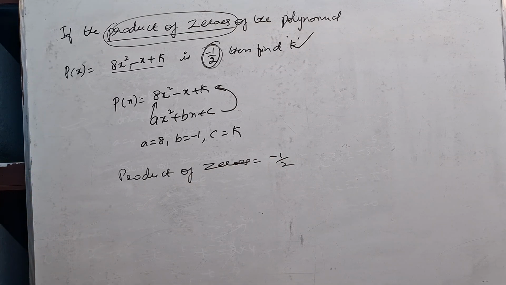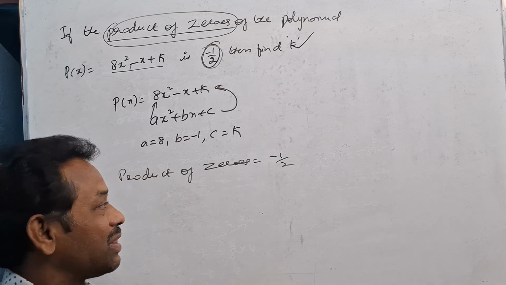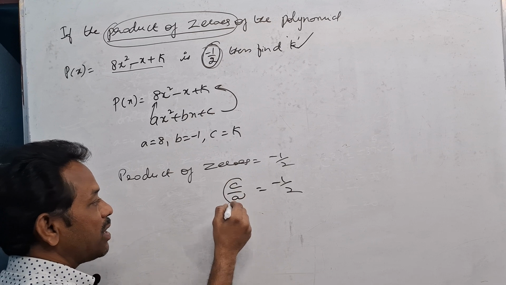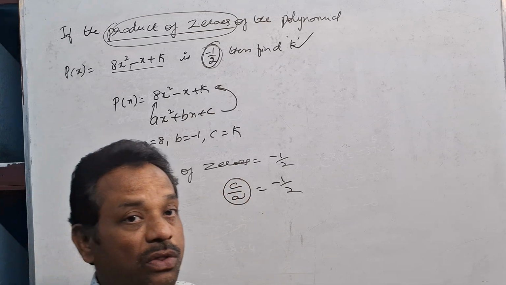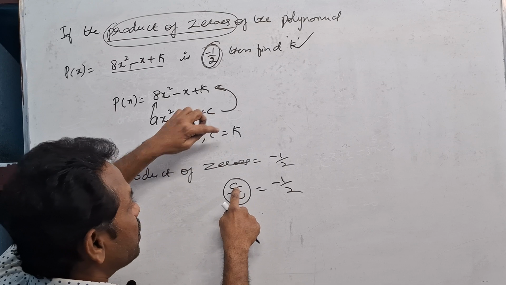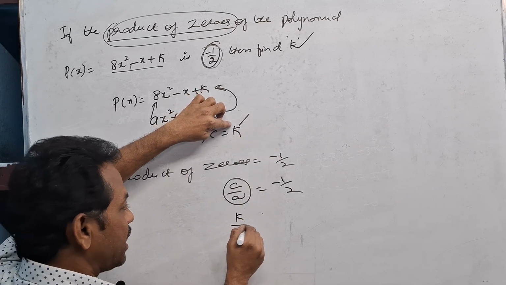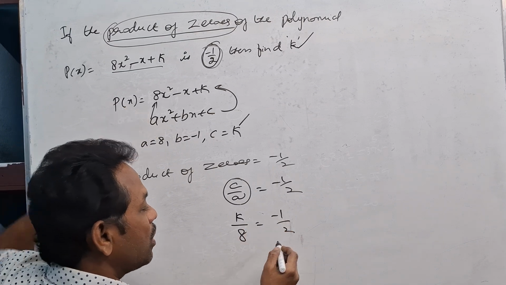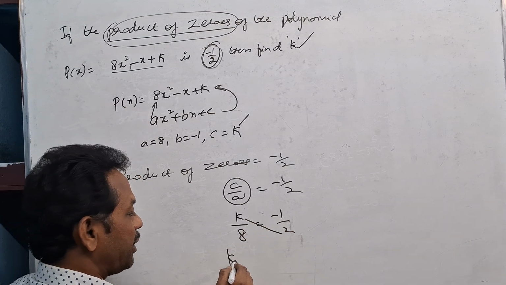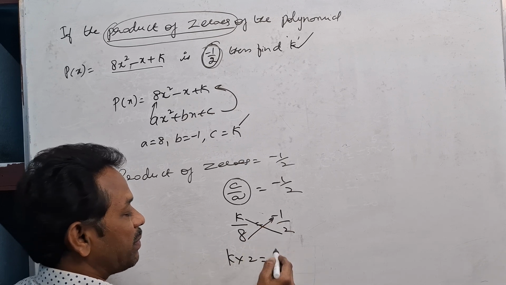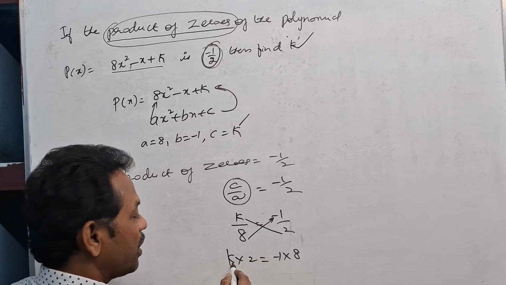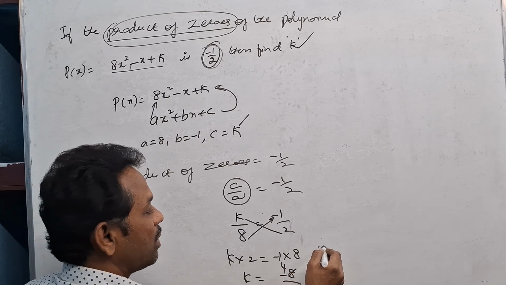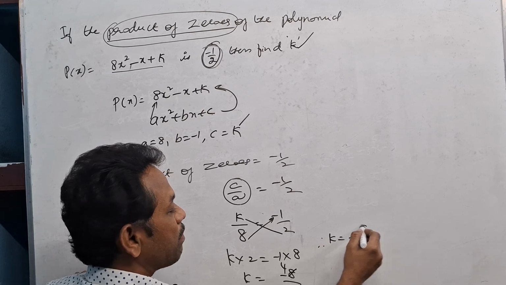Now we know that the product of the zeros of the polynomial is c/a. So c/a = -1/2. The value of c is k, and the value of a is 8, so k/8 = -1/2. Now go for cross multiplication. So k × 2 = -1 × 8. So k = -8/2, which is -4. Therefore, the value of k is -4.